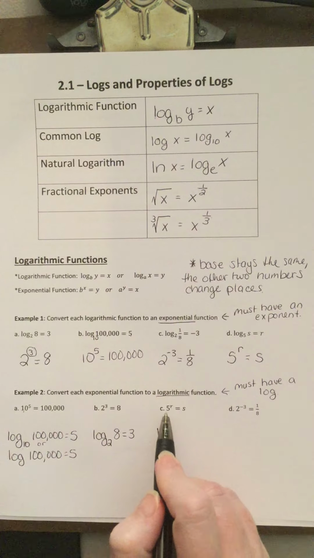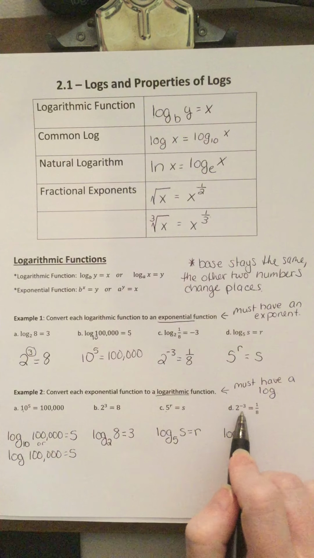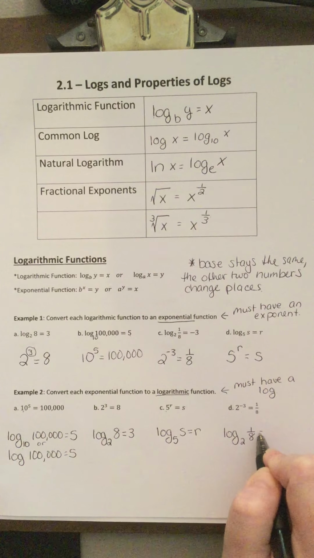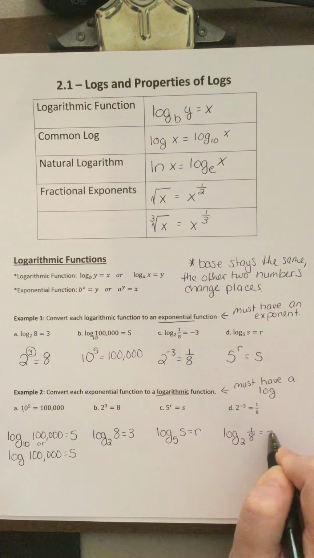And the last one, letter D. So we know it has to have a log. The base is 2, and the other numbers change places. Log base 2 of 1/8 equals -3.